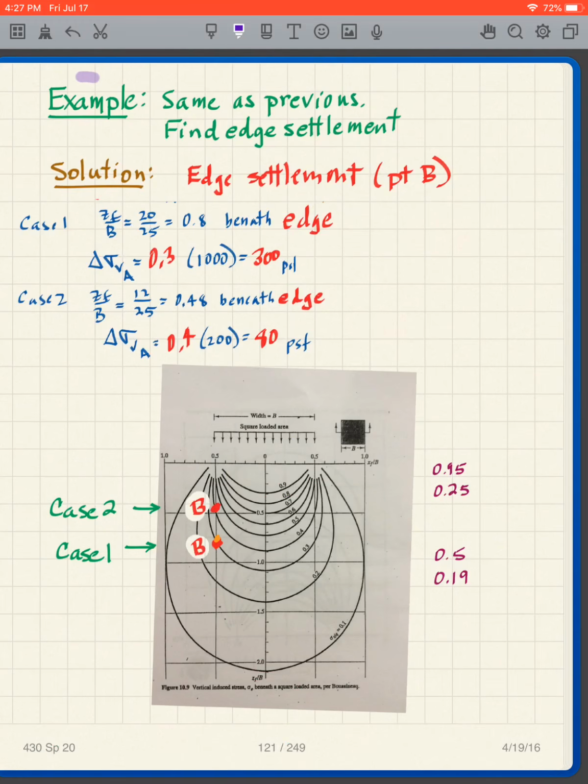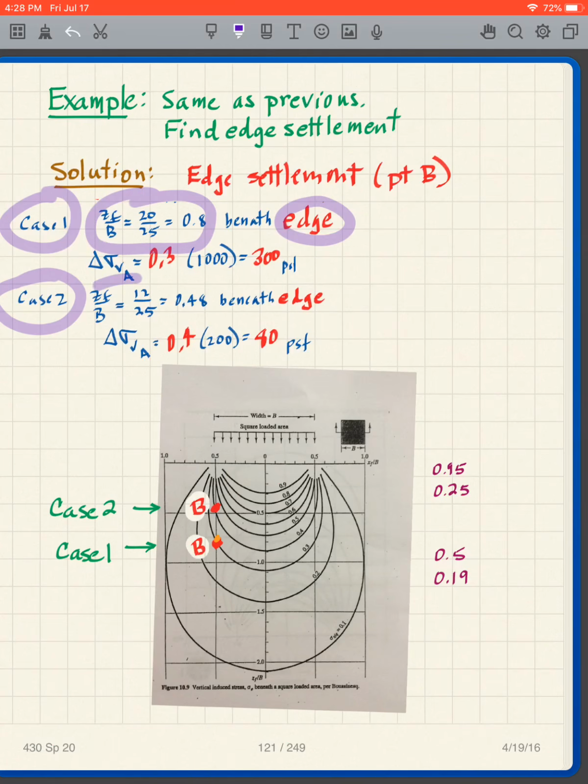So this is an example, same as the previous one, but we're going to find the edge settlement. So what's going to change here? When we have edge settlement, we're talking about point B, just beneath the edge. If you remember, for case 1 we had ZF over B of 0.8, but now we're going to go beneath the edge in my diagram. And for case 2, the ZF over B was 0.48, and again, we're going to go beneath the edge.